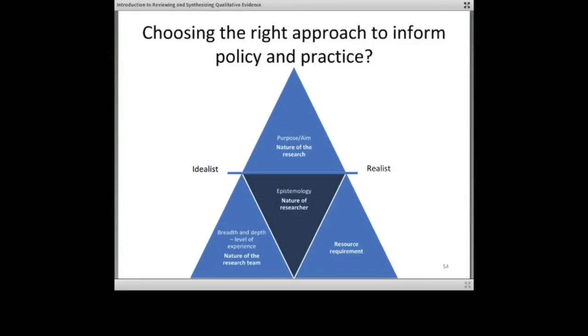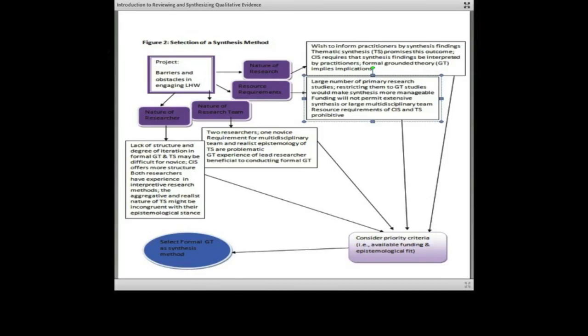And then there are a few other axes you need to consider if you want to choose between approaches. That is, what sort of experience do I have in my team and what sort of resources do I have? Because that's very important to consider. Some of these approaches are very complex to execute, and some require a lot more time than others. So you can try to jot down all of the information on the nature of the research, including the aims, and on the resource requirements. Is it something that needs a lot of work? Is it something that works comprehensively or more purposefully?